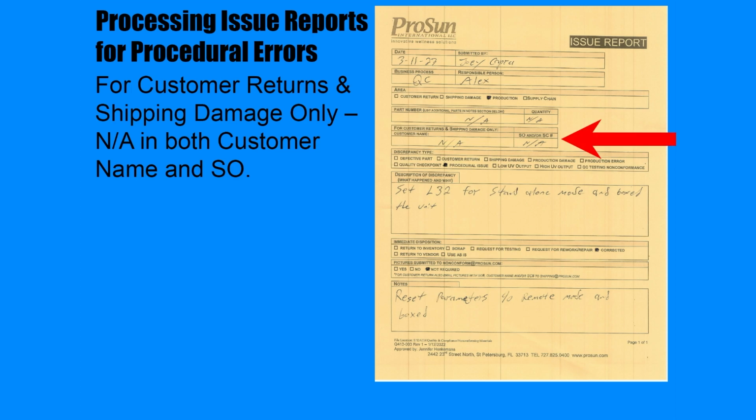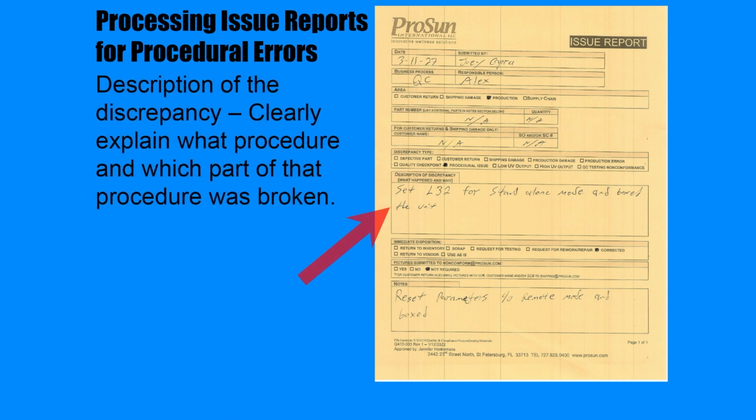For customer returns and shipping damage only, put not applicable in both customer name and SO. In the description of discrepancy, clearly explain what procedure and which part of that procedure is broken.